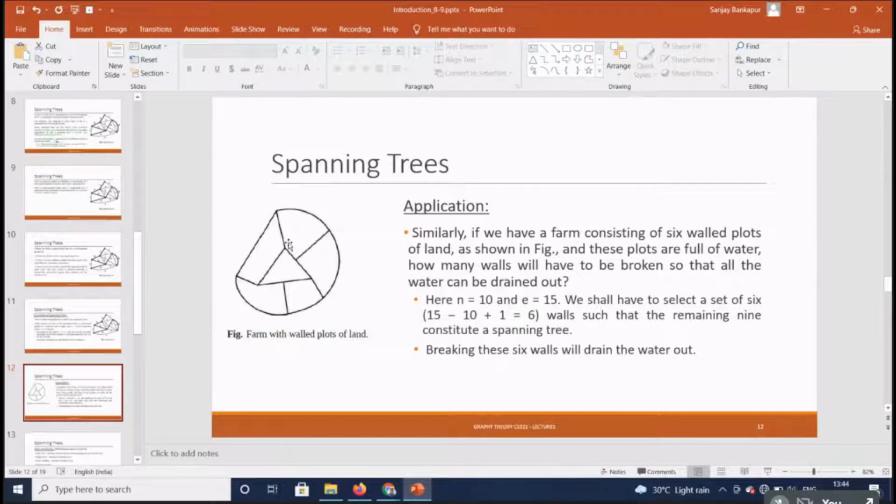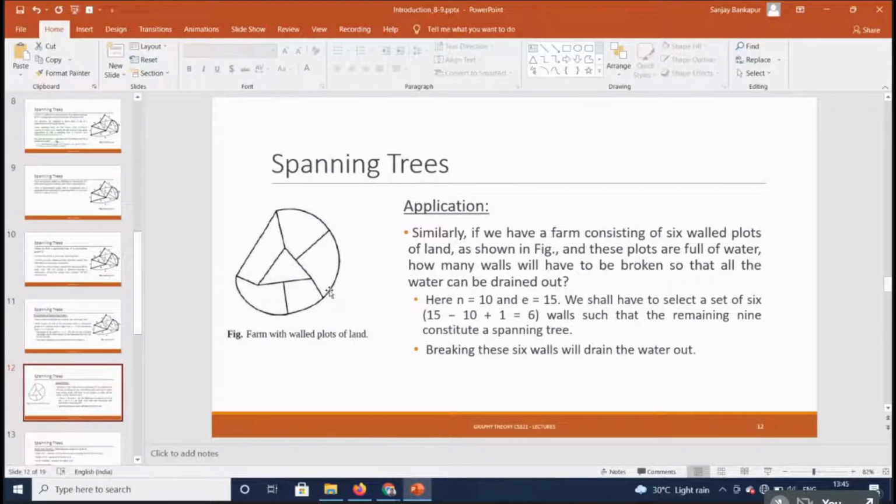In this case, very simple. We have n equal to 10. There are no crossovers. When I say crossover, I mean two edges crossing over without any vertex. Whatever the edge is connecting to another edge, that is the vertex. If we count, the vertices are n equal to 10 and the edges are e equal to 15.